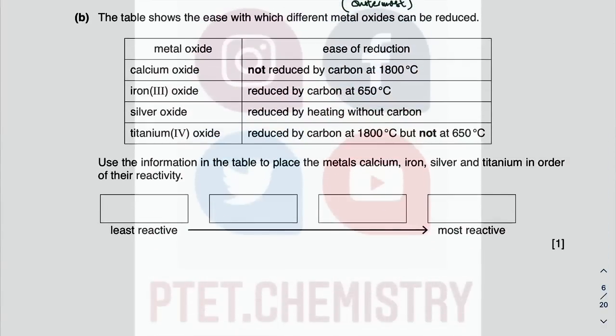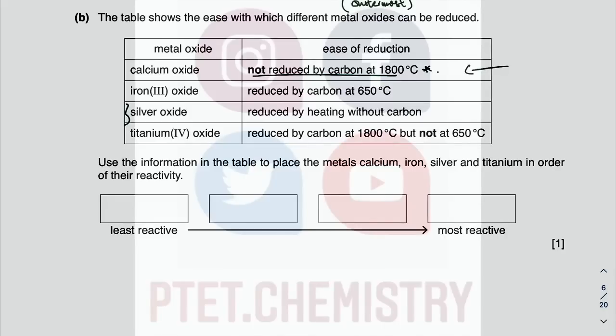Next, how easy it is to reduce the metal oxide. So you have to talk about most reactive and least reactive. This one is not reduced by carbon at all. Okay, that one is not reduced by carbon at all. So we can think about how carbon can reduce the not so reactive metal. So this is not reduced by carbon at all.